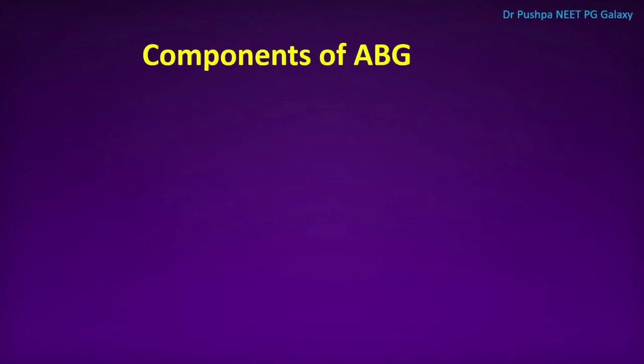Hello friends, in this session we will study arterial blood gas interpretation, how to read a report of ABG. Arterial blood gases usually measure the balance of oxygen and carbon dioxide in the blood. It is used to measure the acidity or alkalinity of arterial blood. The kidneys and lungs take part in this acid-base balance.